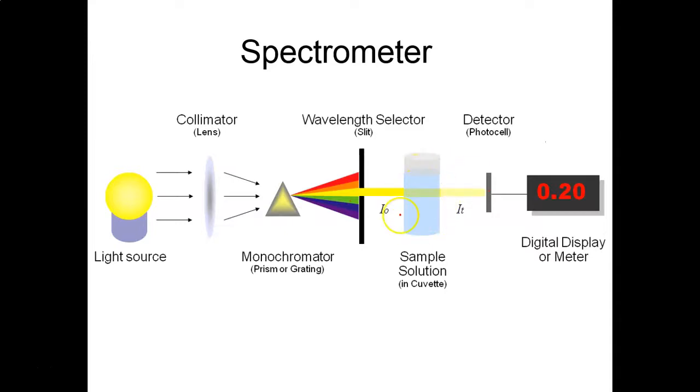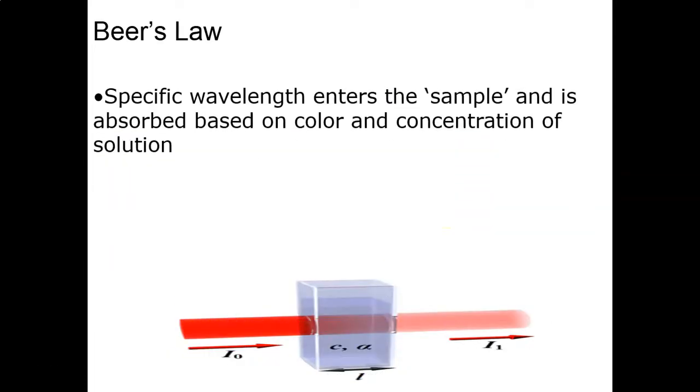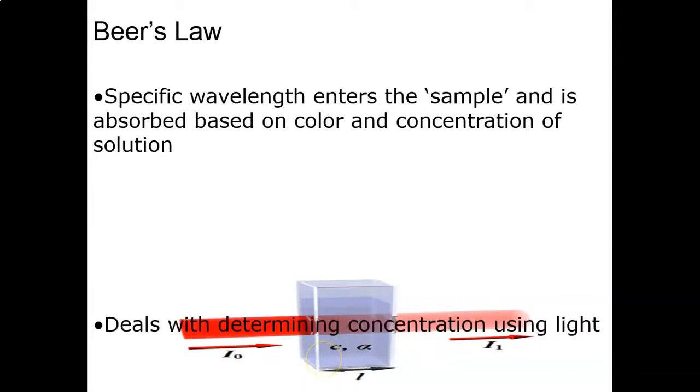You can't do spectrophotometry for a substance that is clear. It has to be colored. That's the requirement. If you have a colored solution, you can figure out the concentration of it using absorbance data. That's what this whole situation allows you to do. So a specific wavelength enters the sample and is absorbed based on the color and concentration of the solution. You notice this amount goes in, this much comes out, so the rest is absorbed by this colored solution.